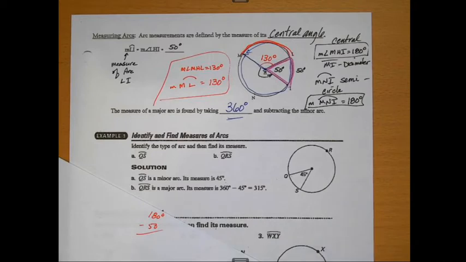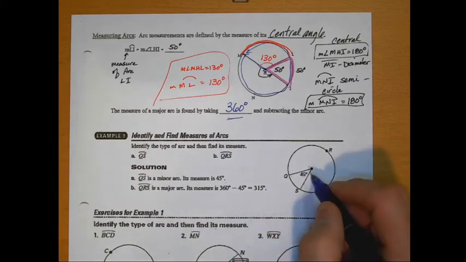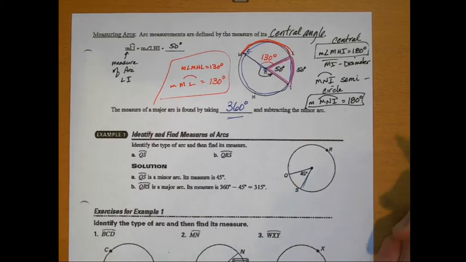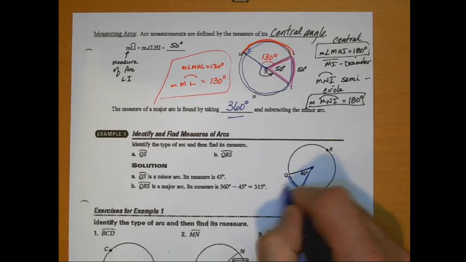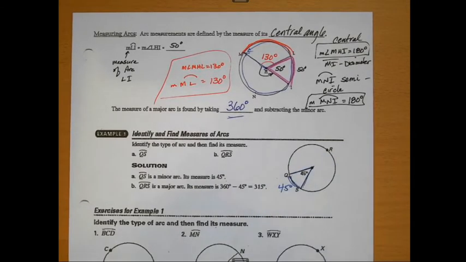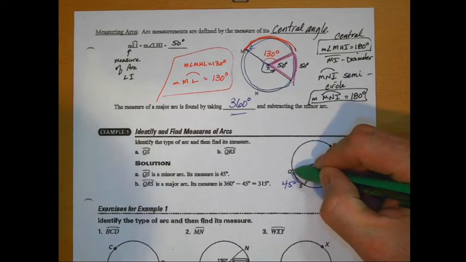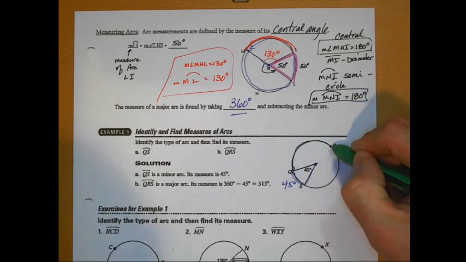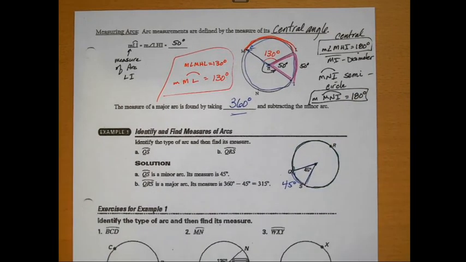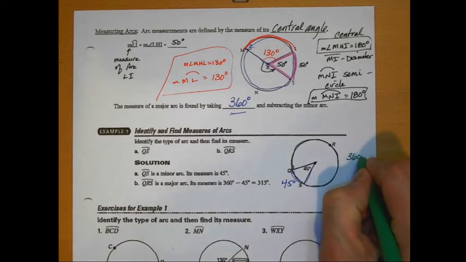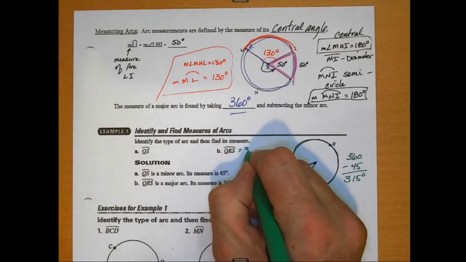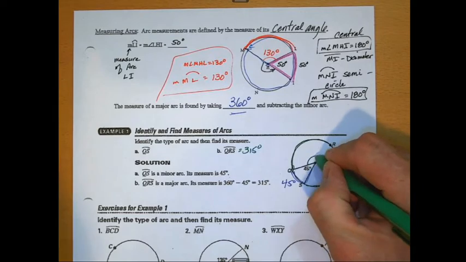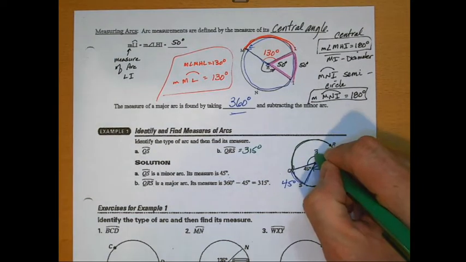Okay? All right. Identifying and finding measurements of arcs. So this central angle is 45 degrees, which means that this minor arc right here is going to be the same, 45 degrees. All right. Now, arc QRS, which starts at Q, goes through R, and ends at S, is going to be 360 minus that 45, which is 315 degrees. So this angle, if I looked at this angle, is 315 degrees.